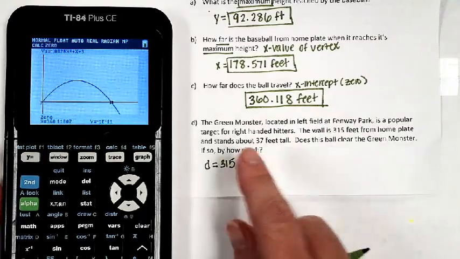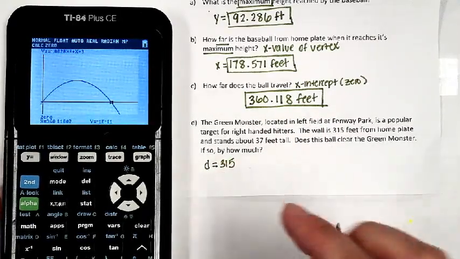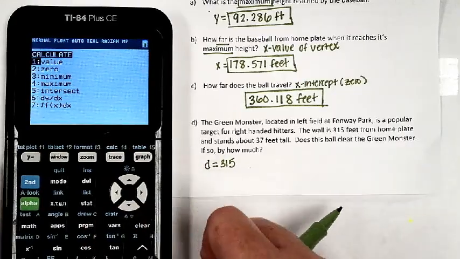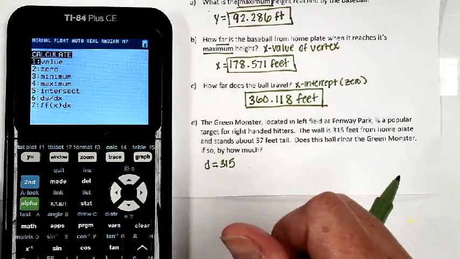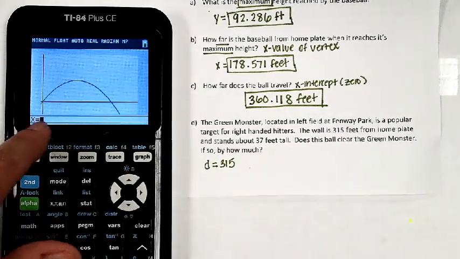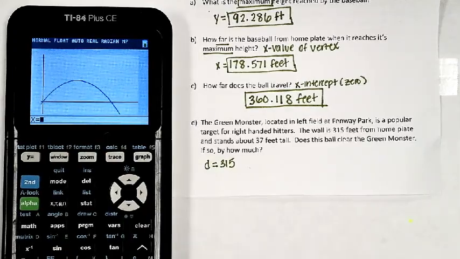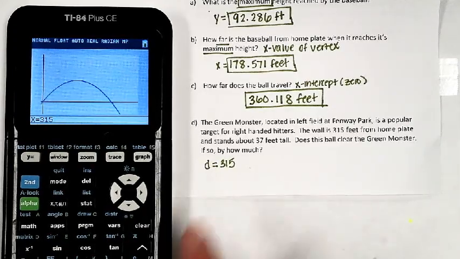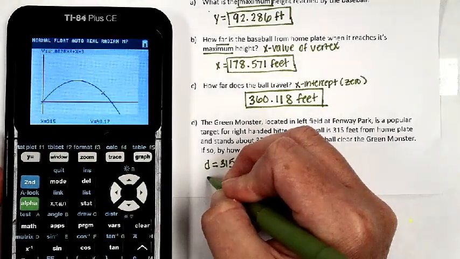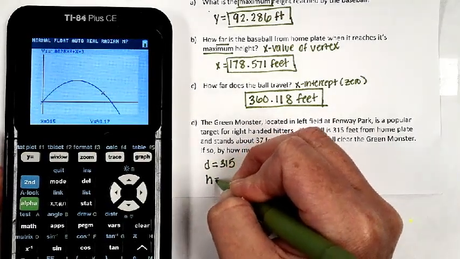So using your graph, you're going to hit second trace. And this is where we're going to do number 1, value, and then see how it says X at the bottom. What do we want to put in? The 315, and then you hit enter, and we see that Y value, which is also our H, is 40.17.